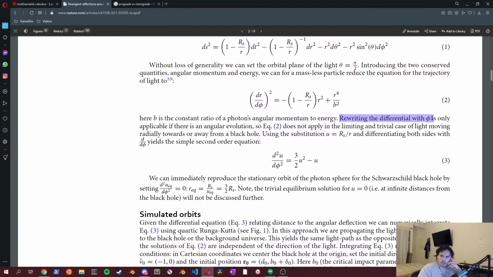Rewritten differential with phi is only applicable if there is angular evolution, so equation 2 does not apply in the limiting trivial case of light moving radially towards or away from the black hole. Okay, so it's saying this is only satisfied if you don't have light going directly into the black hole. It has to have some offset from the center.